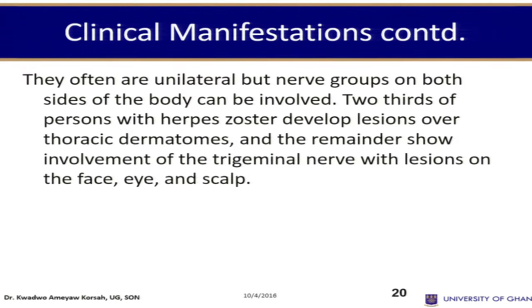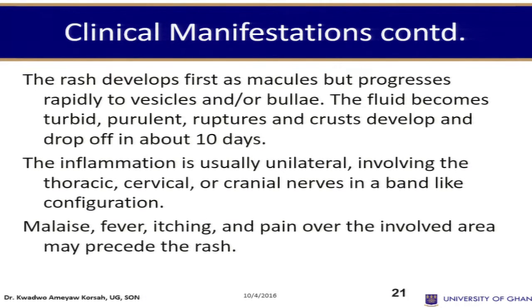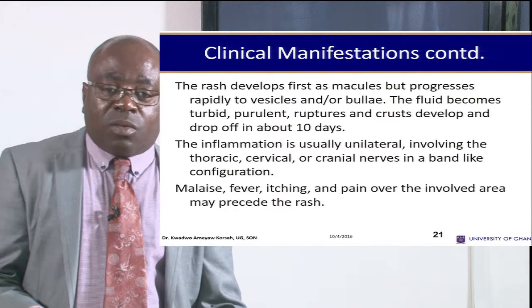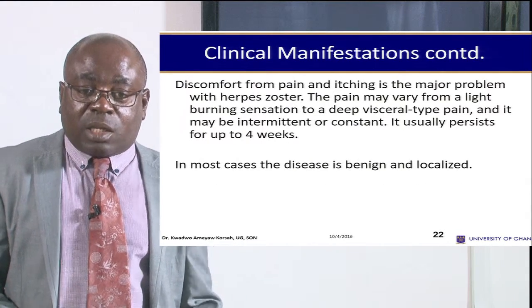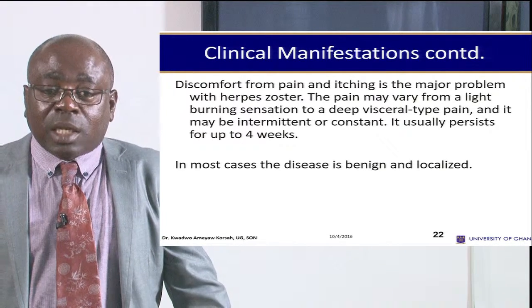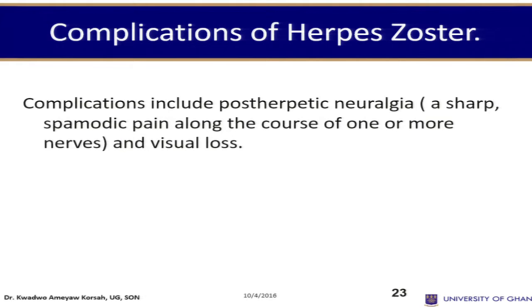So they are often unilateral, but nerve groups on both sides of the body can be involved. Most persons with herpes zoster develop lesions over thoracic dermatomes, and the remainder show involvement of the trigeminal nerve with lesions on the face, eyes, and then the scalp. And so that is exactly what happens. We can have a lot of clinical manifestations, and then we have the configuration, as I've already told you, and it is very uncomfortable, can cause pain, and in most cases the disease is benign and localized.